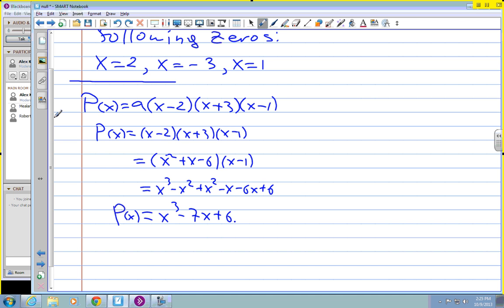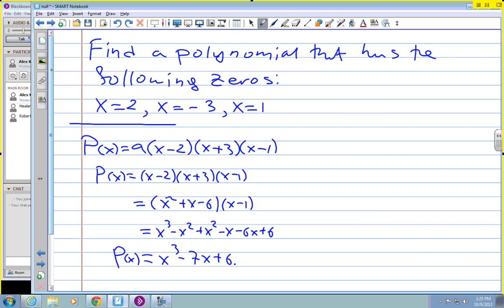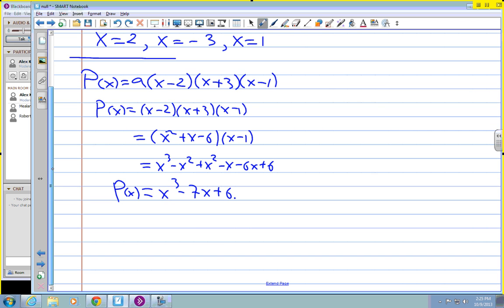Is that okay? a could be any number. So I just decided let a equal 1, because the question was find a polynomial that satisfies that. So a equals 1 will be one of them. You can make a equals negative 12 if you want to. It'll just be a little messier. But the idea was if something is a 0, then you get the corresponding factor. Okay? Does that make sense?